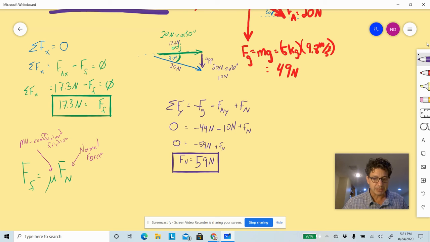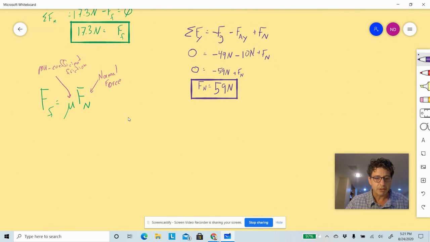Well, that's not really exactly everything. Here we want to figure out the coefficient of friction. So this is what we have to do. Again, we know the force of friction. The force of friction we figured out before was 17.3 newtons equals mu times the normal force we just figured out was 59 newtons.